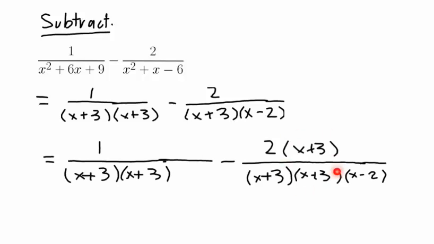So I'm going to go ahead and add in an extra copy of x plus 3 in our second rational expression. However, our first rational expression is missing this factor of x minus 2, so we're going to have to add that factor in over in our first rational expression. Now we have a common denominator, so let's subtract these two expressions.